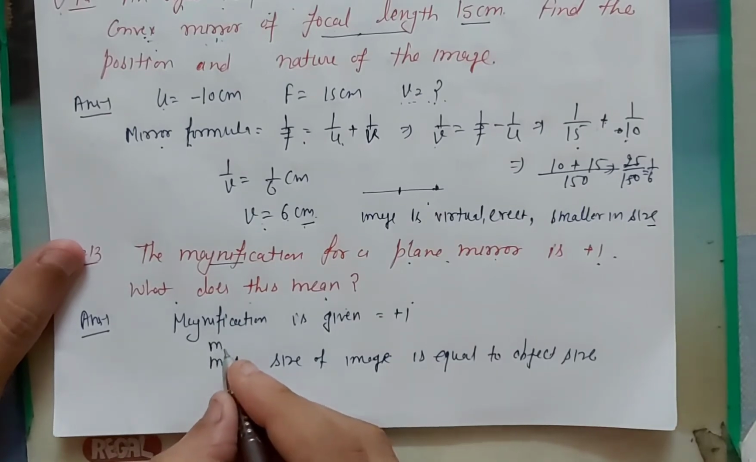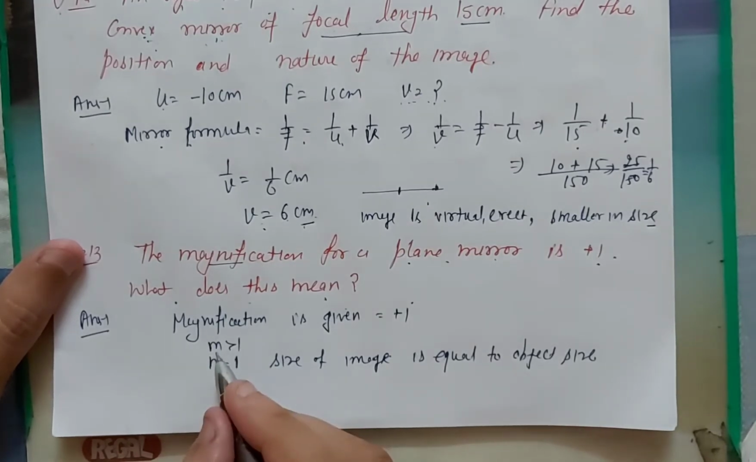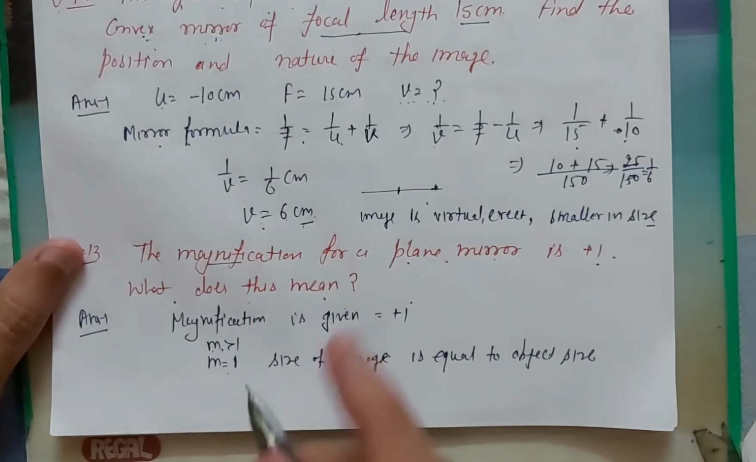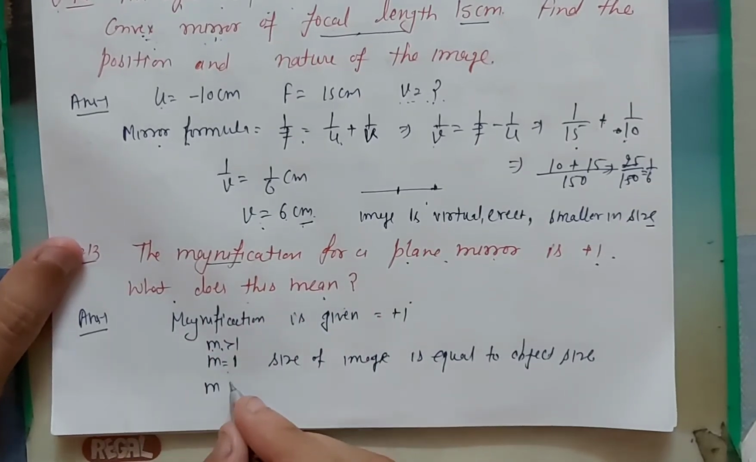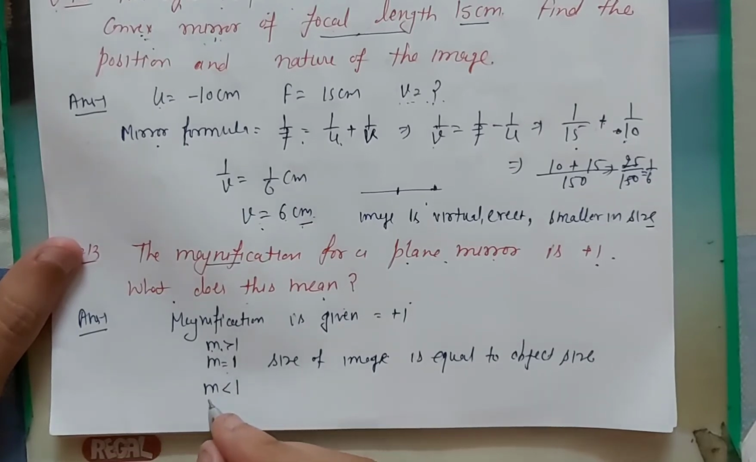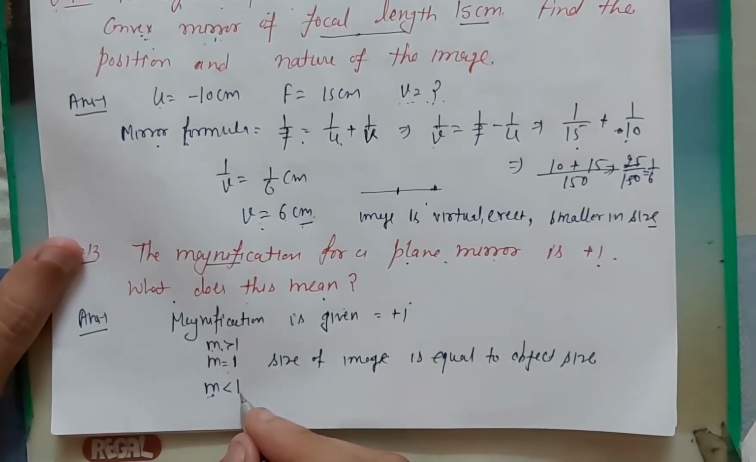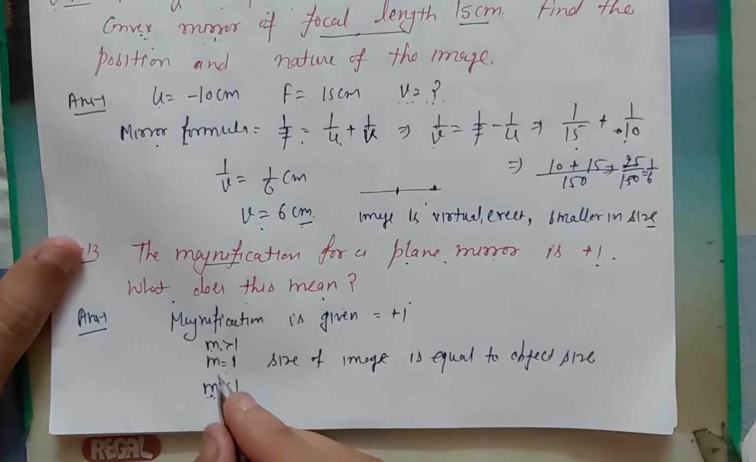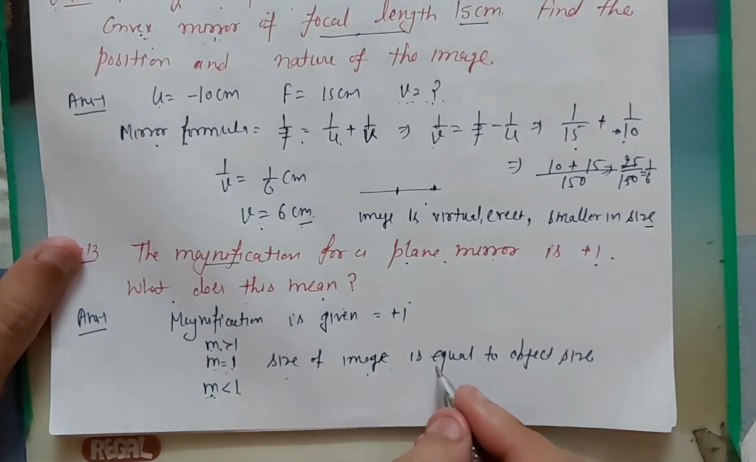Okay, if m is larger than 1, that means size of the image is larger as compared to the object. If m is smaller than 1, that means the size of the image is smaller as compared to the object. So if m is equal to 1, then the size of image is equal to the size of the object.